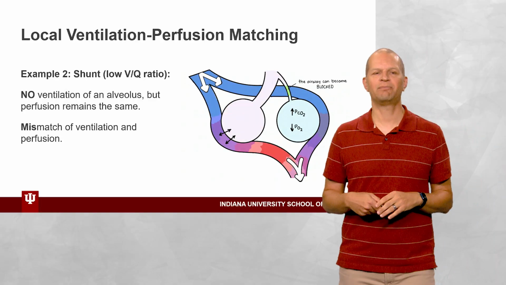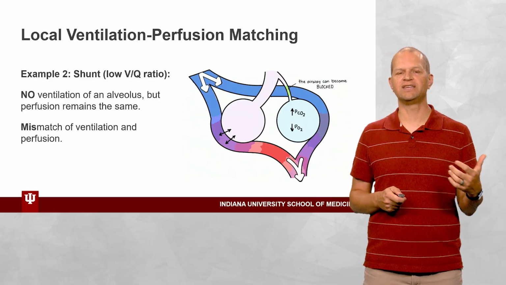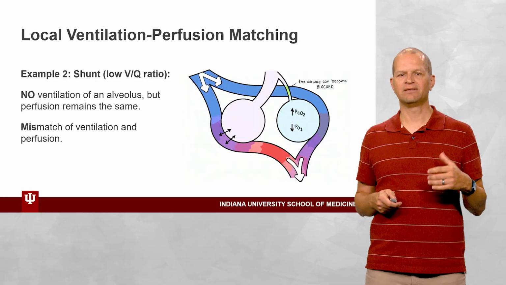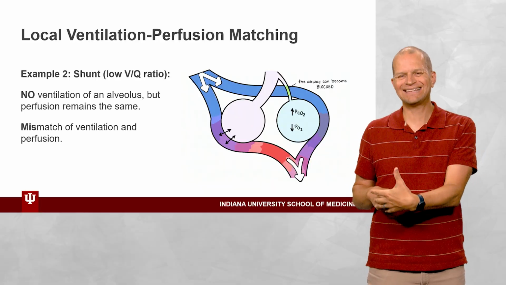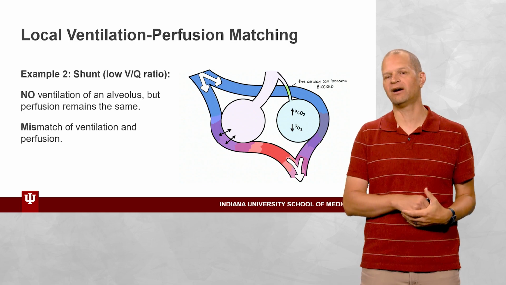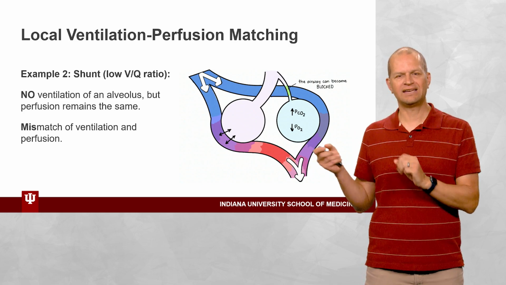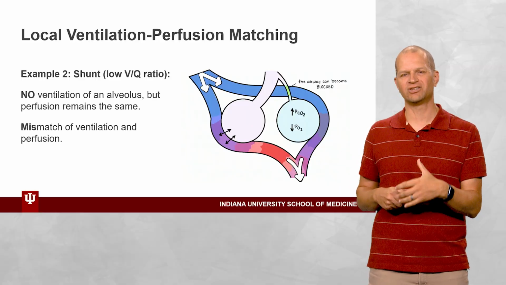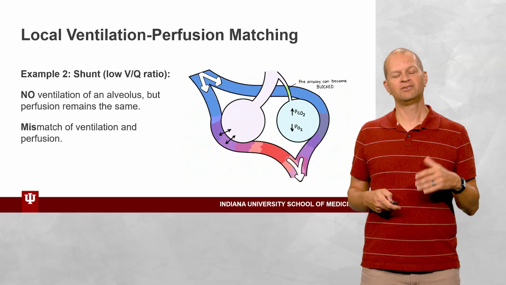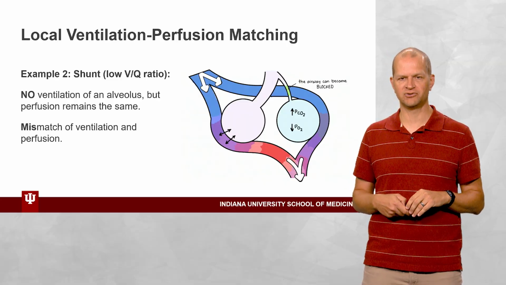So the second example is something called a shunt. This is where we have a low VQ ratio, meaning there's very little ventilation, so similar to our last example, but in this case, for whatever reason, the pulmonary arteriole is not constricting. Another way to look at this, we're sending blood flow to an area where there is low ventilation or there's low oxygen. Shunt is one of two types of mismatched ventilation perfusion.